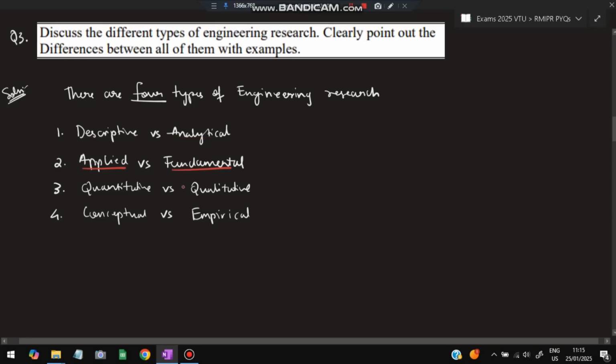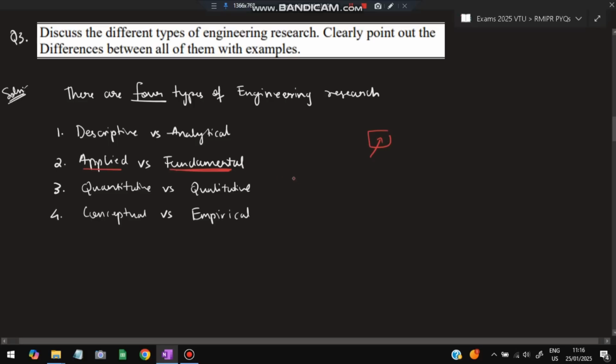Applied means what? We are solving a specific practical problem whose solution can be applied immediately. An example we can take is developing a water purification system in a drought area or a rural area. That is application-level research, because once we develop that, we can solve the problem directly. That is just observing the problem and solving the problem. That is applied.